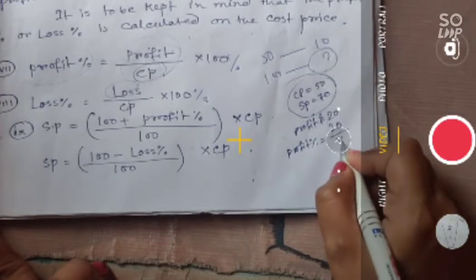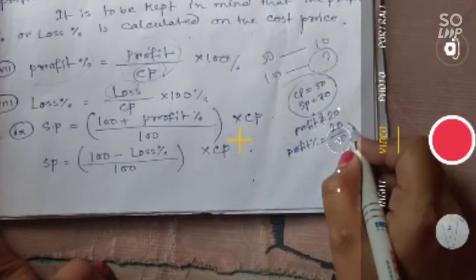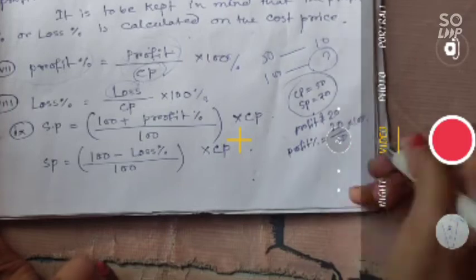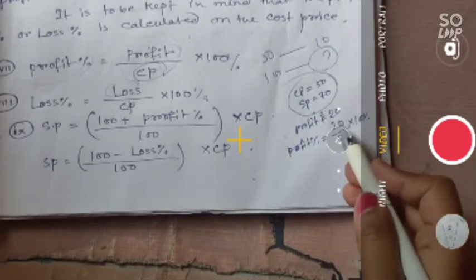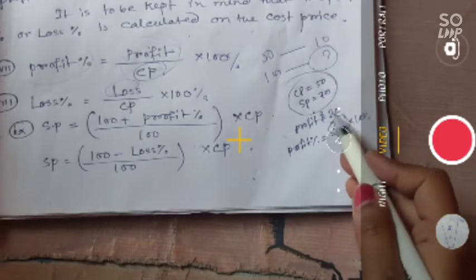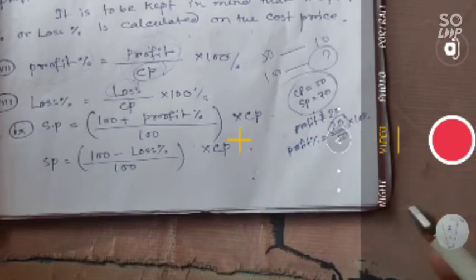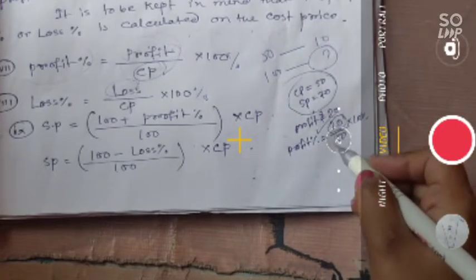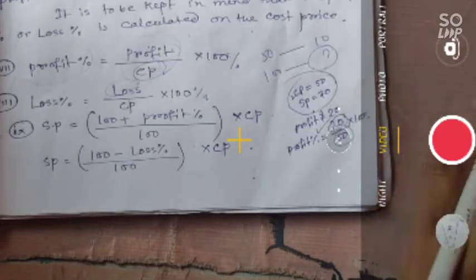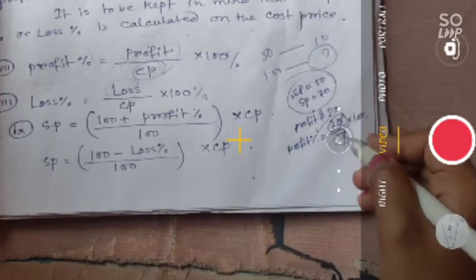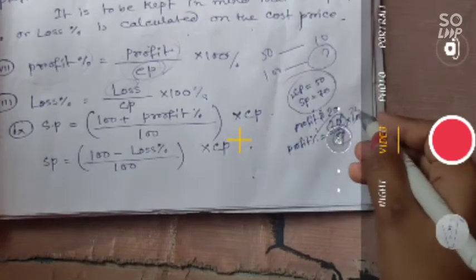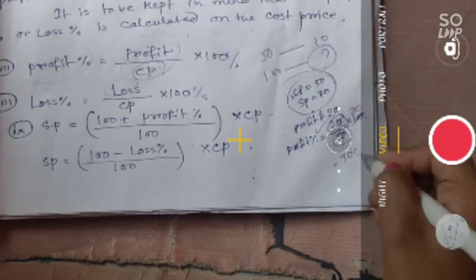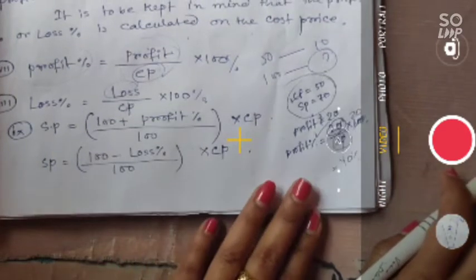$20 by 50 into 100%. So how do we find the profit percent? In the numerator we write the profit, the total profit in rupees, and in the denominator we write CP into 100%. We calculate this: 5 2 10 20, so the profit will be 40%. Okay, clear?